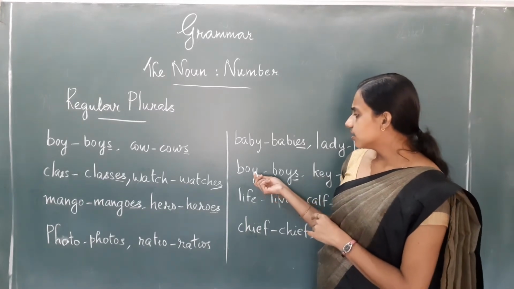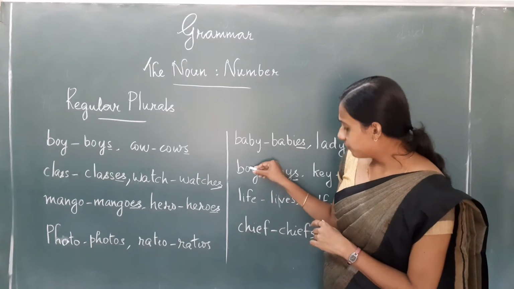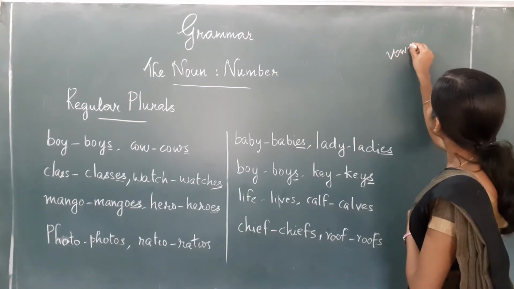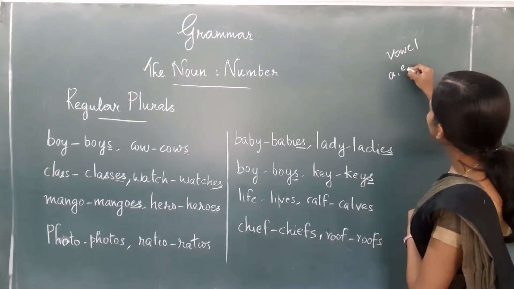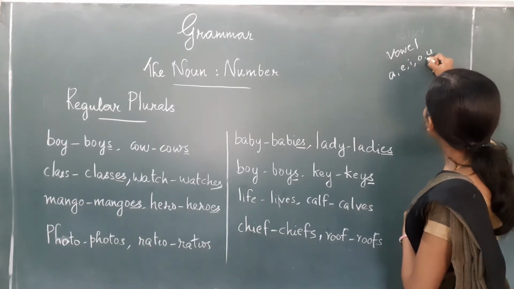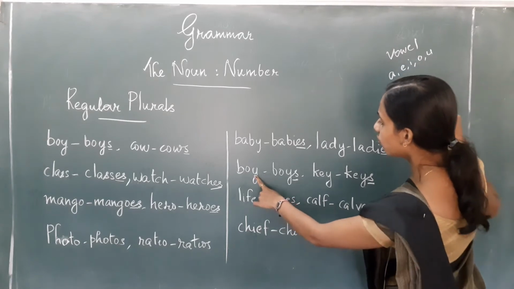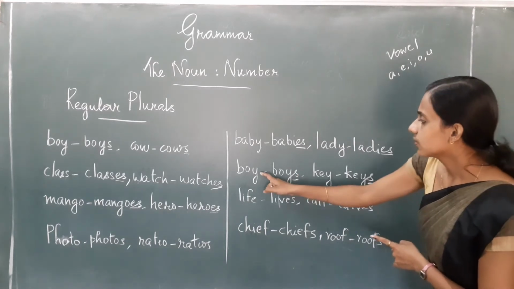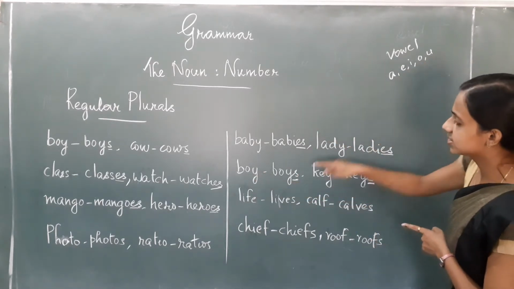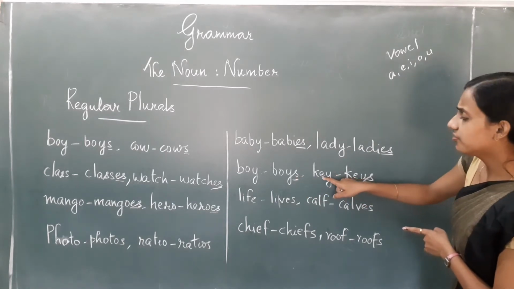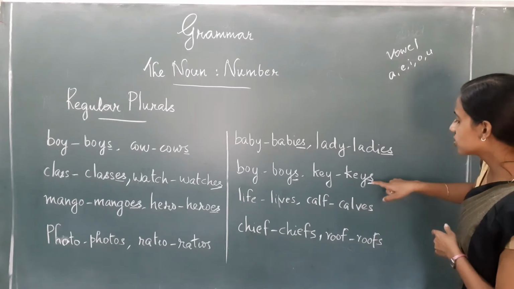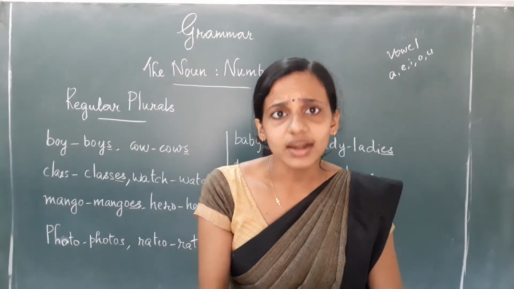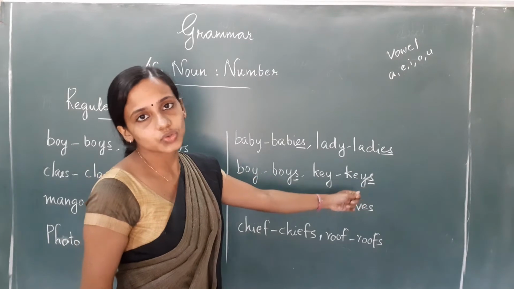Here it ends with Y, but before Y it is O. What is O? It is a vowel. What is a vowel? A, E, I, O, U. All these letters are vowels. And before Y, if these letters come, then we will only put an S. Before Y, it is O. O is a vowel, so we will put only S. Key. Before Y, it is E. E is a vowel, so we put S. So for nouns ending in Y, if before Y it is a vowel, then we will simply put an S at the end.